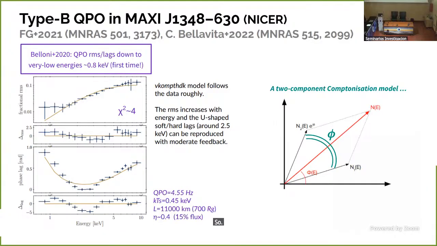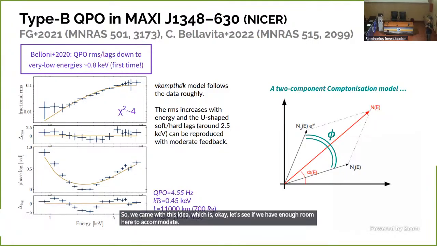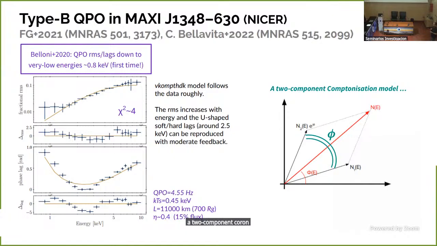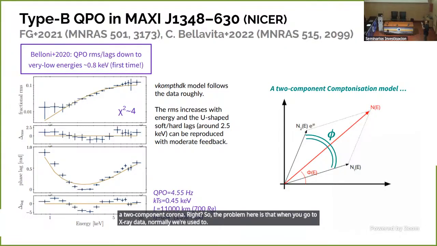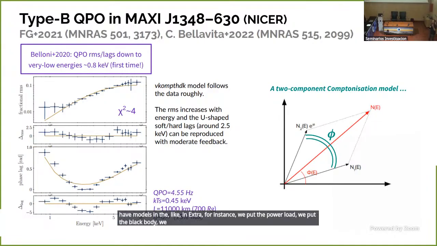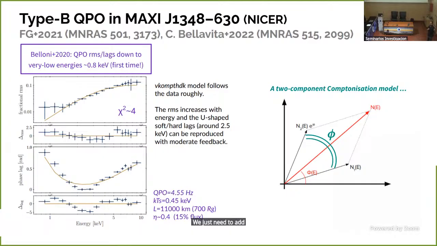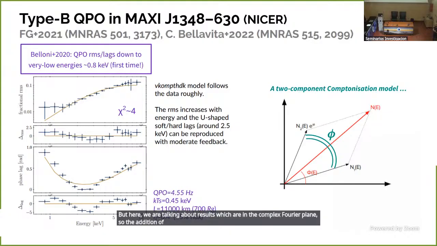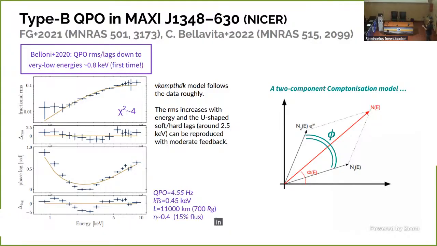So we came with this idea, which is, okay, let's see if we have enough room here to accommodate a 2-component corona, right? So the problem here is that when you go to X-ray data, normally we're used to adding models like in XSPEC, for instance, we put the power law, we put the black body, we put the reflection model. We just need to add things, or sometimes we have to multiply it by the absorption, for instance. But here we are talking about results which are in the complex Fourier plane. So the addition of the 2 coronas, we have to do it in the complex plane.